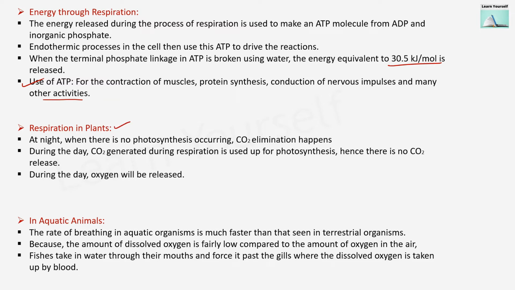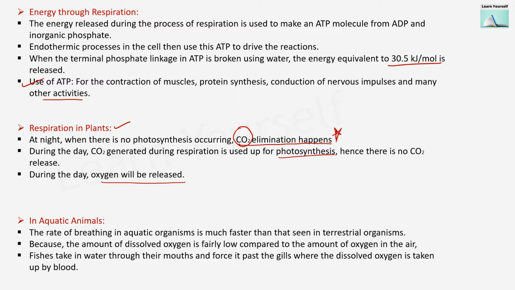At night, when there is no photosynthesis occurring, CO2 elimination happens. This is a very important point: in sunlight, plants absorb carbon dioxide and release oxygen, but at night they release carbon dioxide because photosynthesis is not happening. During the day, the CO2 generated during respiration is used up for photosynthesis. Hence there is no CO2 release. During the day, oxygen will be released, and during the night, carbon dioxide will be released.